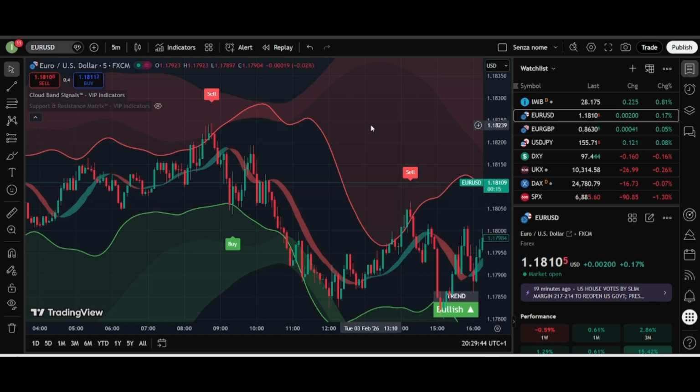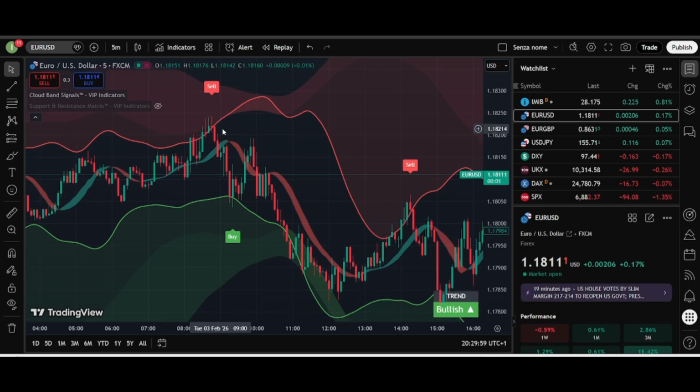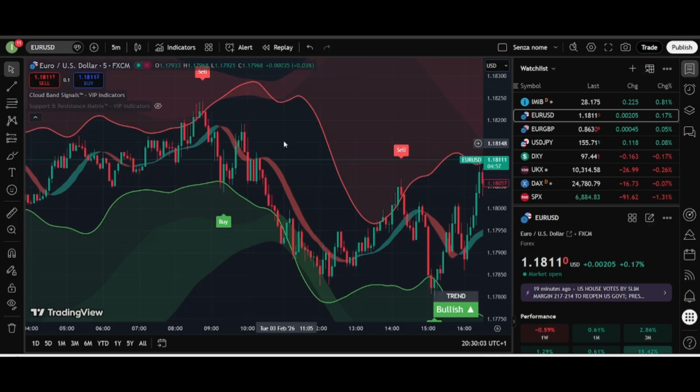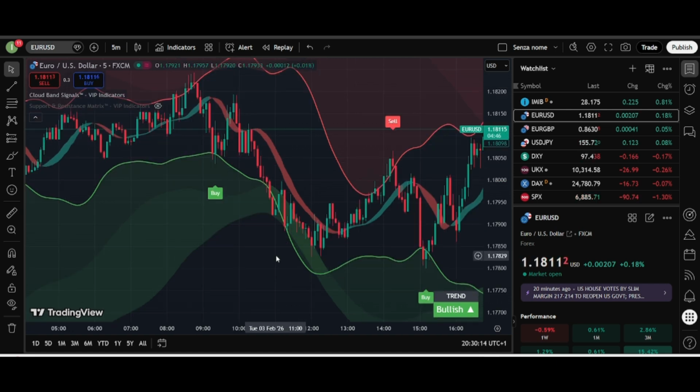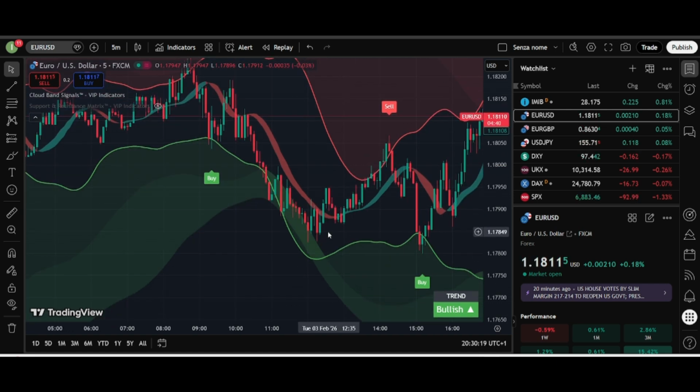So let's start. As we can see, we got a sell signal. The candlestick broke the upper band, and the price went lower. The bears were pushing it down. The signal was at 118.21 and it stopped here at 117.84, so more or less 30 pips.